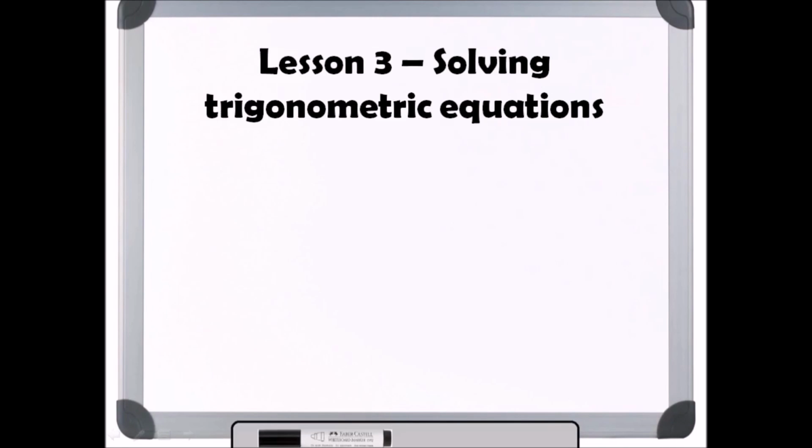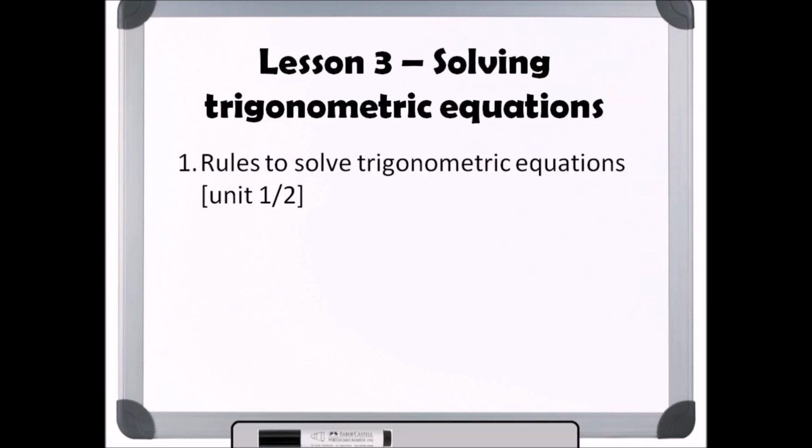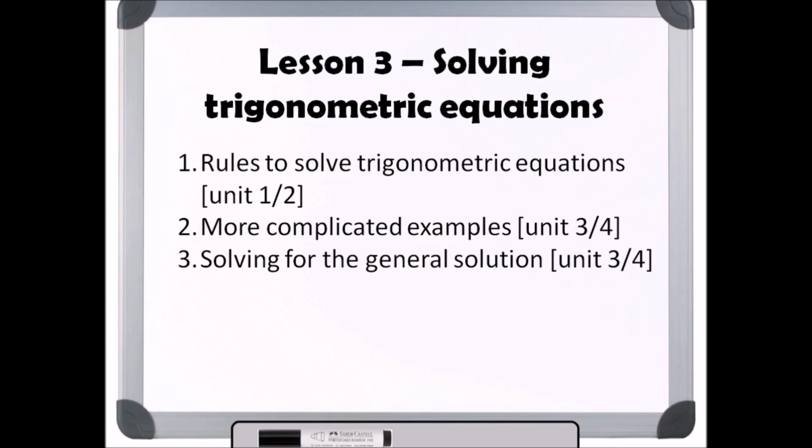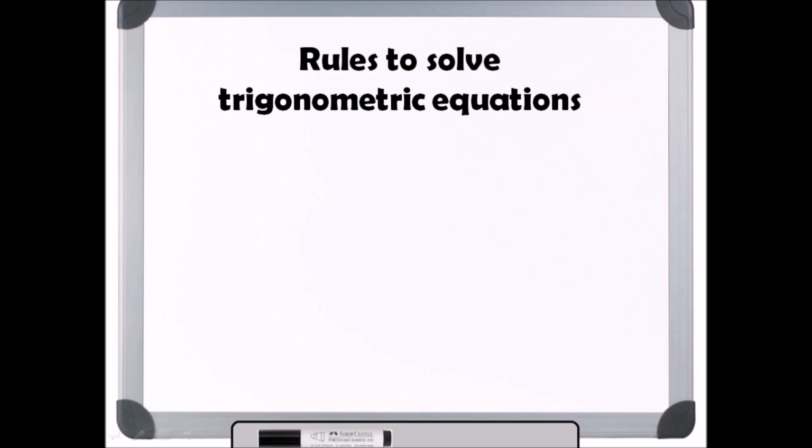In this video, we will learn how to solve trigonometric equations. First, we will go through the rules to solve trigonometric equations before we attempt more complicated examples. Finally, we will learn how to solve for the general solution of trigonometric equations. So, what are the rules to solve trigonometric equations?